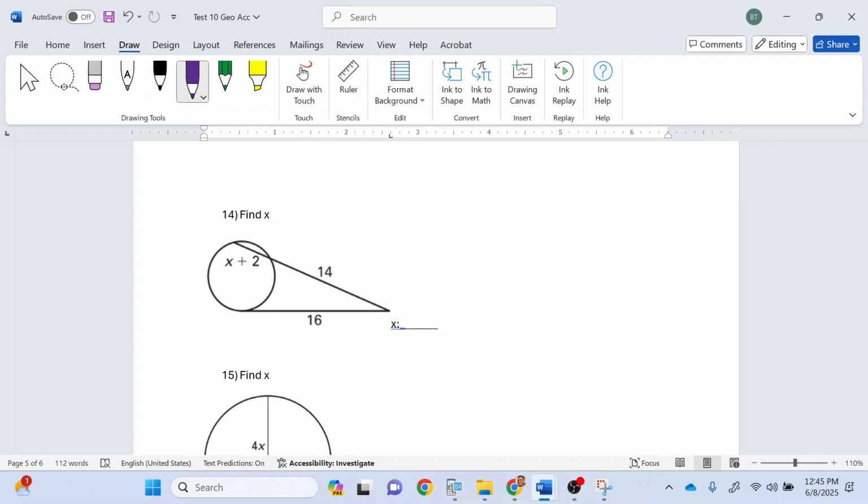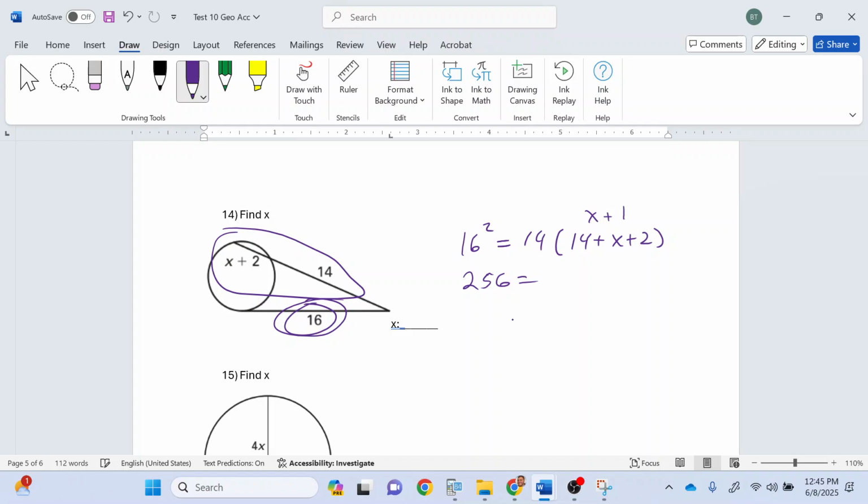Hopefully this one works. So in this case, this is outside times the whole thing. But because the outside is the whole thing, it's just 16 squared equals 14 times the whole thing, which is going to be 14 plus x plus 2. So 16 squared is 256. I should have known that. 256 equals 14 plus 16. 14 plus 2 is 16, so x plus 16. So it is going to be 14x plus 14 times 16 is 224.